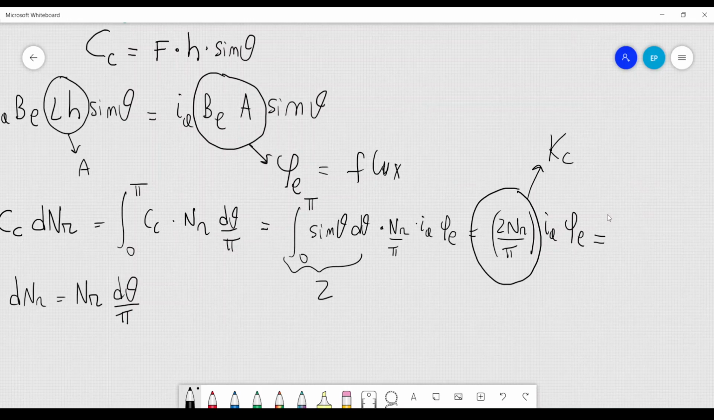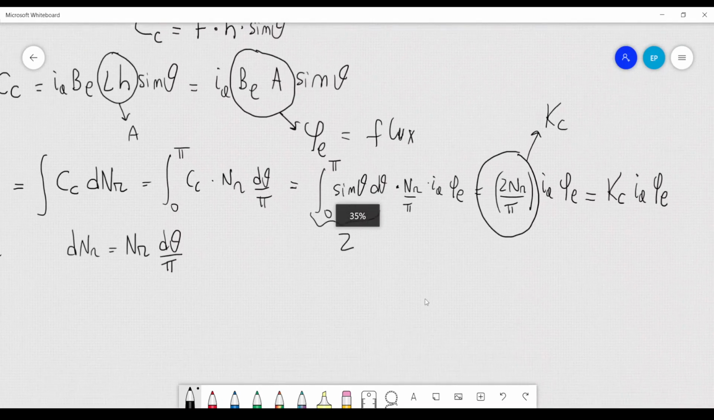for every DC motor, we can write down the formula like this: K sub C times I sub A times phi sub E, where I sub A is the current in the armature, phi sub E is the excitation flux. And I will say more about this, of course. We still have to understand in more detail what I sub A is and also what phi sub E is.